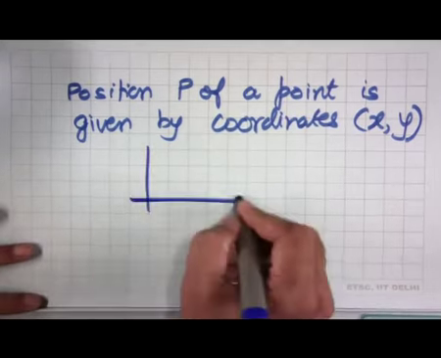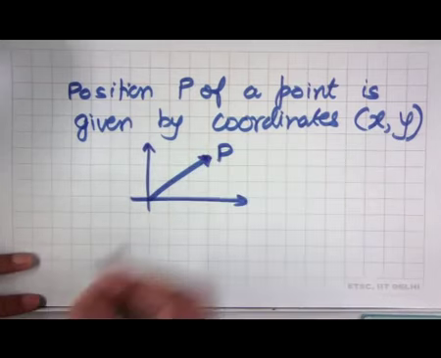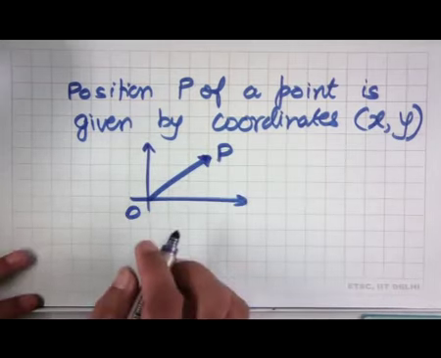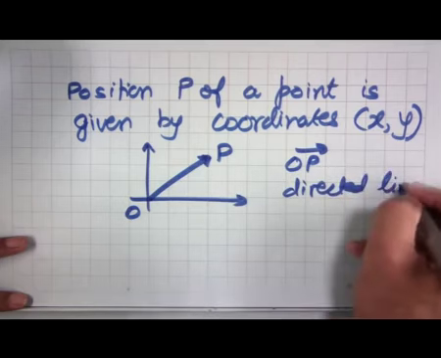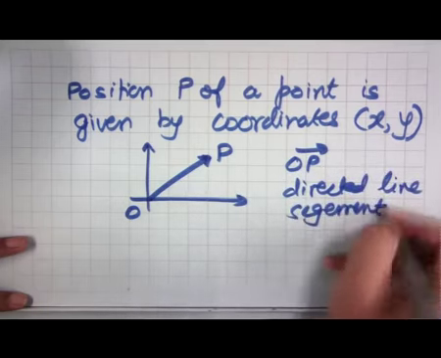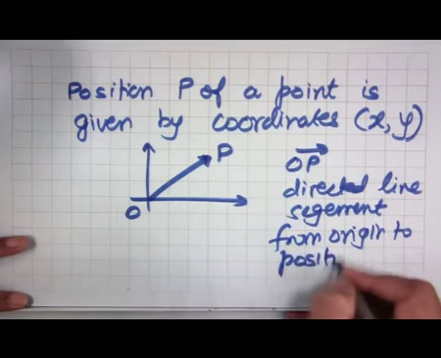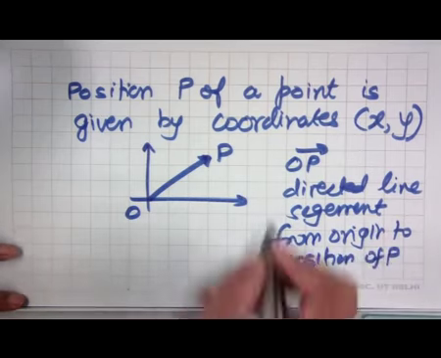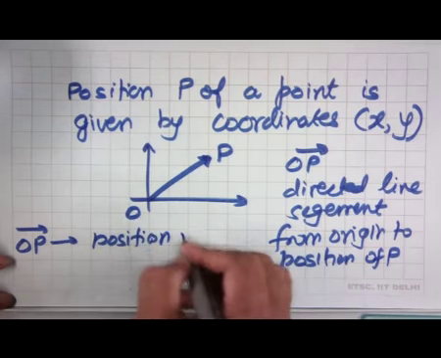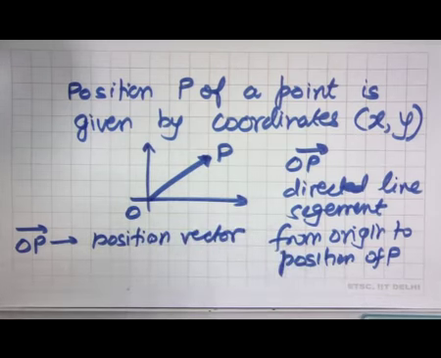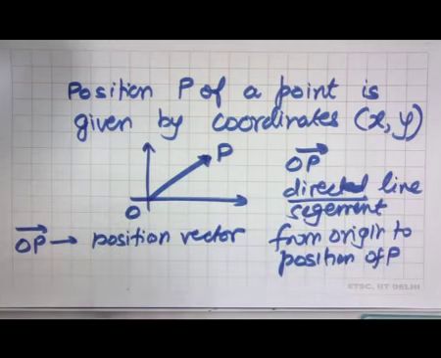Now, there is another term which we define. This is the point P. If we draw a line segment from O to P, then this OP, which is a directed line segment from origin to the position of P, is what we call the position vector.